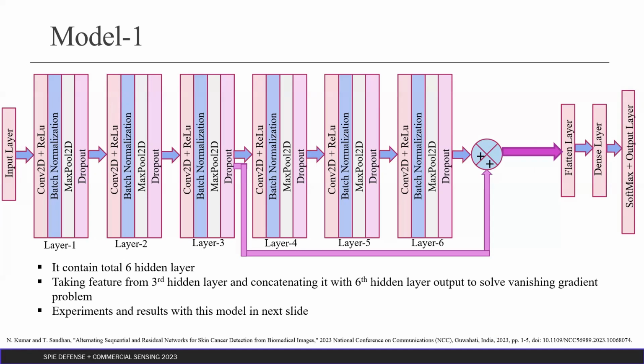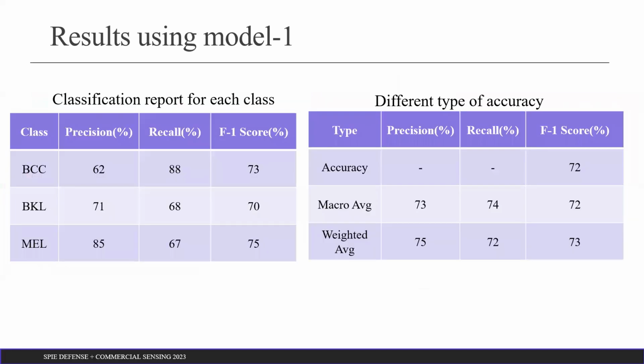Along with that, to avoid the vanishing gradient problem in deep neural networks, in the base model we are also using a skip connection from the third layer directly to before the flatten layer, and then we concatenate both and give them to the flatten layer. Using this base model, the results show that for the class BCC the F1 score is 73, for BKL it is 70, and malignant has 75. The accuracy comes to 72, and similarly for the macro average and weighted average.